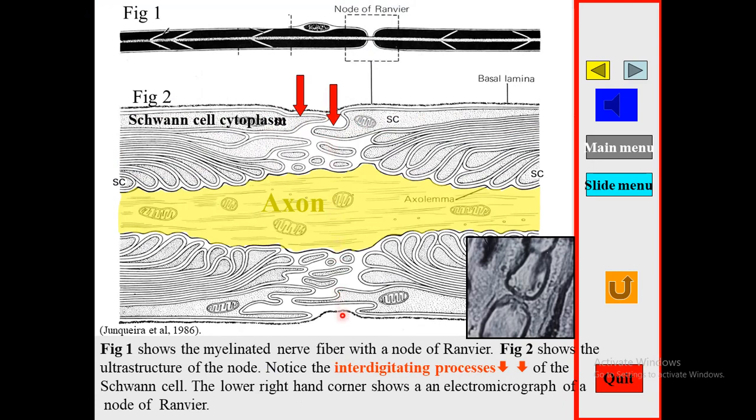In this section, we can see those are the nodes of Ranvier, the opposing interdigitation, and as we can see at the node of Ranvier, we do not have a myelin sheath, and usually it's rich in mitochondria and it lacks the myelin sheath.